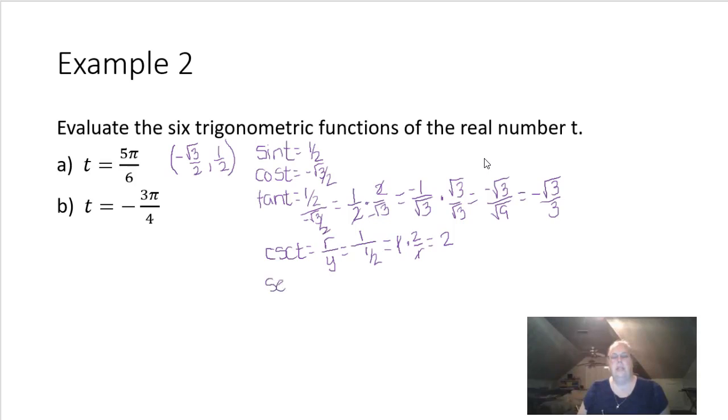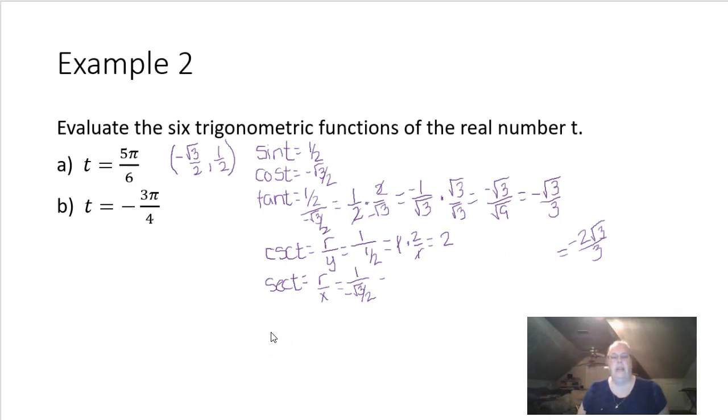The secant of t, this is going to be r divided by x. That means we're going to have 1 over negative square root of 3 over 2. So this is going to turn into 1 times negative 2 over the square root of 3. That's just going to give me negative 2 over the square root of 3, but we can't have a radical in the denominator, so we rationalize by multiplying by square root of 3 over square root of 3. That gives me negative 2 square roots of 3 over the square root of 9, but I know the square root of 9, it's 3. So we got negative 2 square roots of 3 over 3.